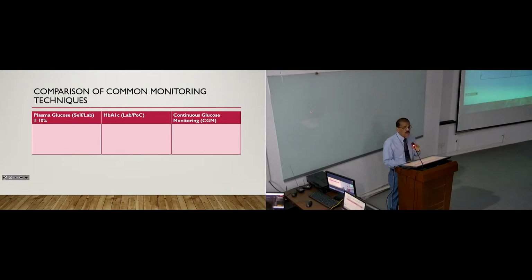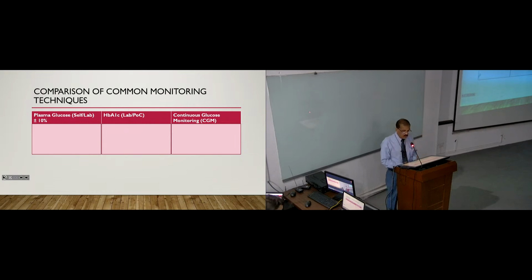Then HbA1c could be done in the laboratory mostly. We do it in the laboratory, but point of care test is also available. That means in the clinic, just like a glucometer, you can test HbA1c also. Then the last one is continuous glucose monitoring, which is actually an expensive device. You can have your glucose checked at any moment. It makes a graph, records, but this is very, very expensive.